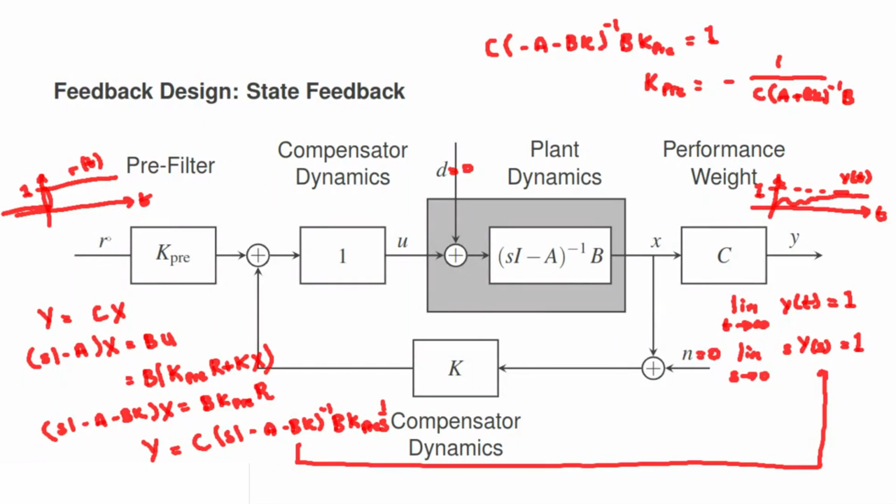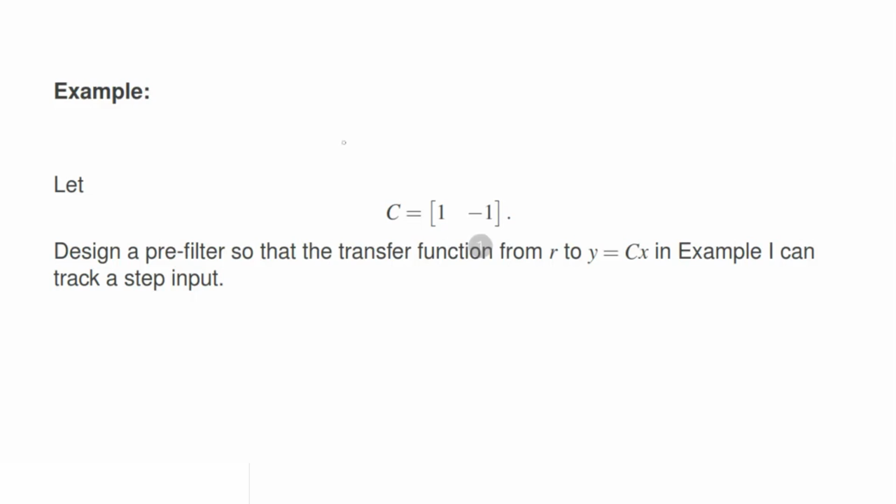So let's give a numerical example of this to make sure everything's clear. An example illustrating the computation of the pre-filter K_pre. So let C be given by this matrix here. Design a pre-filter so that the transfer function from R to Y, for the system from example 1, can track a step input. So let's recall some facts from example 1.